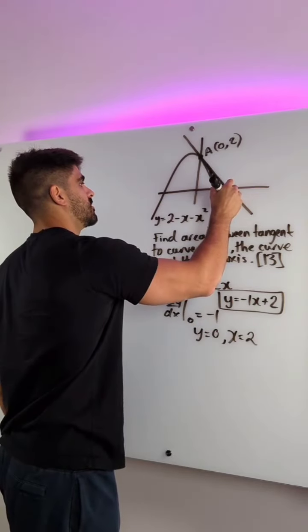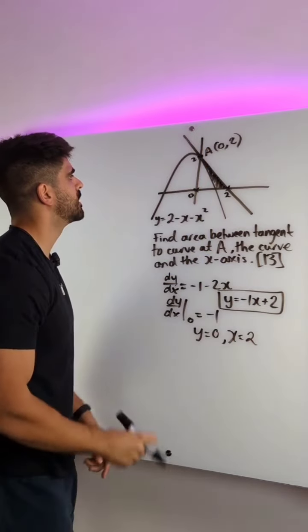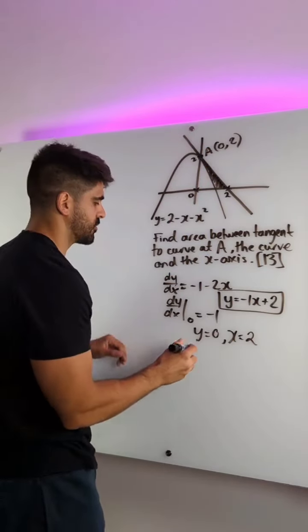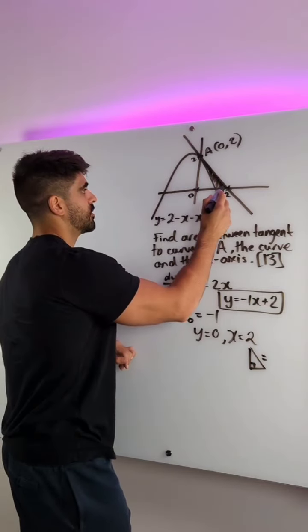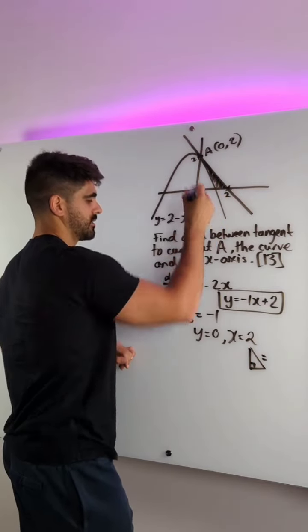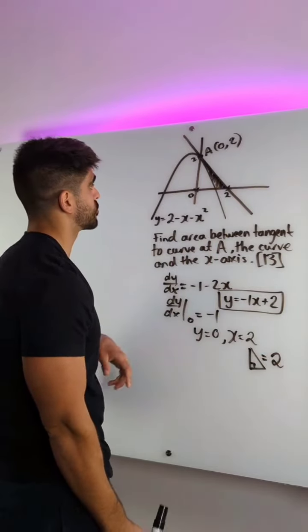So that is 2. We have 0 and we have 2. So we are going to work out the area of the triangle, which is a half of the base length. Half of 2 is 1, times 2, just 2. Okay, so that's the area of the triangle.